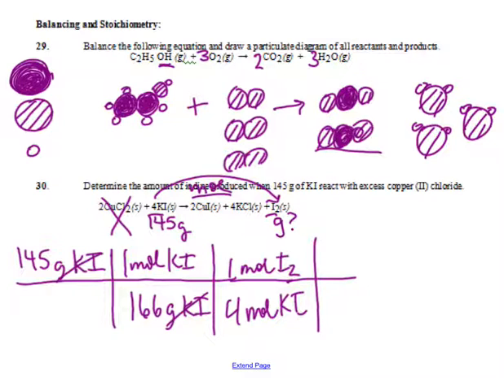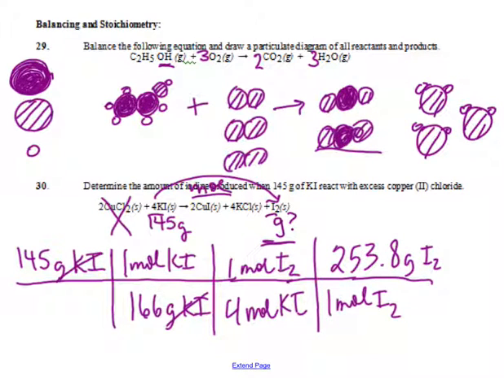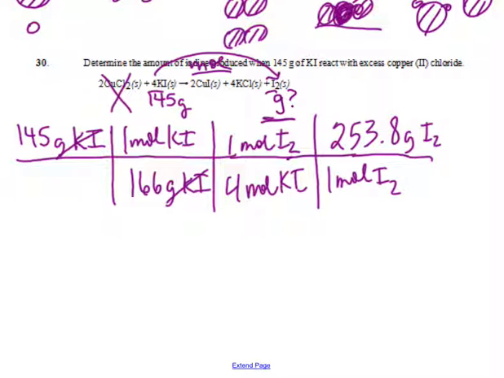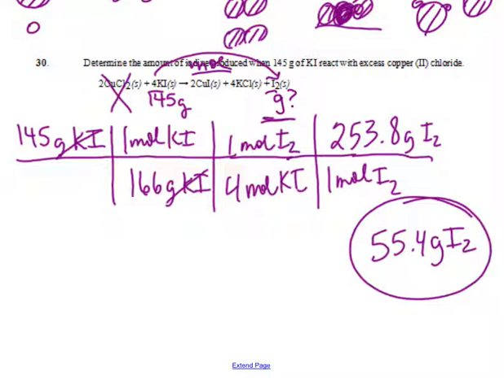Now, am I done? Nope, I got to get to grams of what I'm looking for. So for every 1 mole of I2, I have 253.8 grams of I2. All right, so to the given 3 sig figs, how many grams of I2 do I have? 55.4 grams of I2. So how do y'all feel about that? Not too bad. We'll do a couple more.